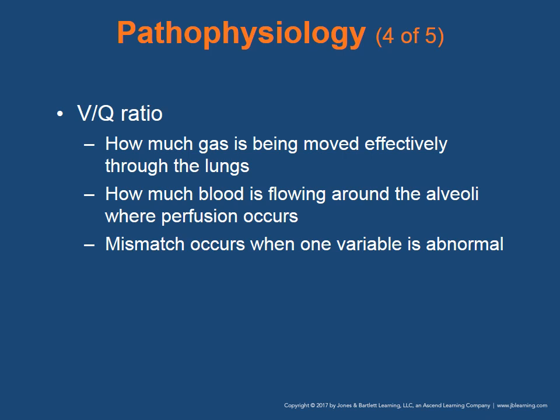The VQ ratio. So V is ventilation, Q is perfusion. I don't know why Q is perfusion, but you just got to remember that. So how much gas is being moved effectively through the lungs? Ventilation. How much blood is flowing around the alveoli where perfusion occurs? That's that perfusion element. Mismatch occurs when one variable is abnormal. So if you don't have an issue with ventilating, then maybe it's an issue with perfusion, right?